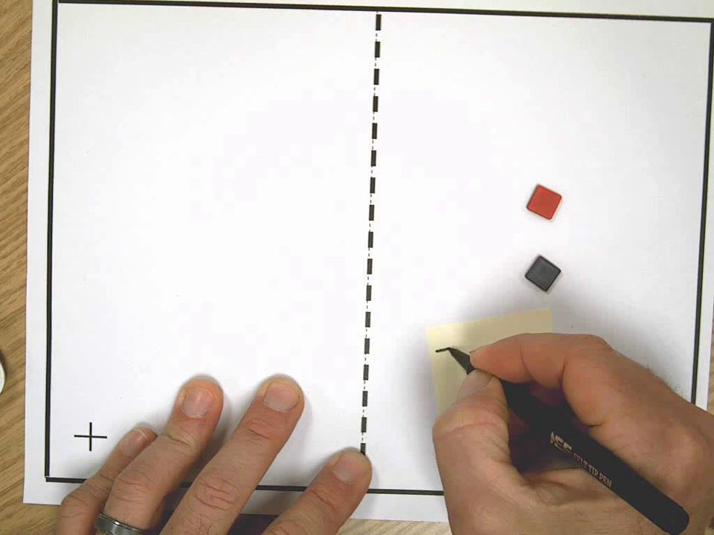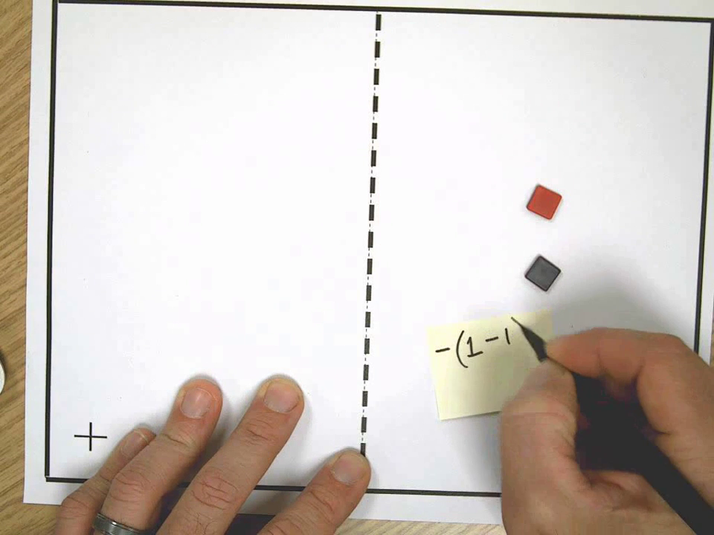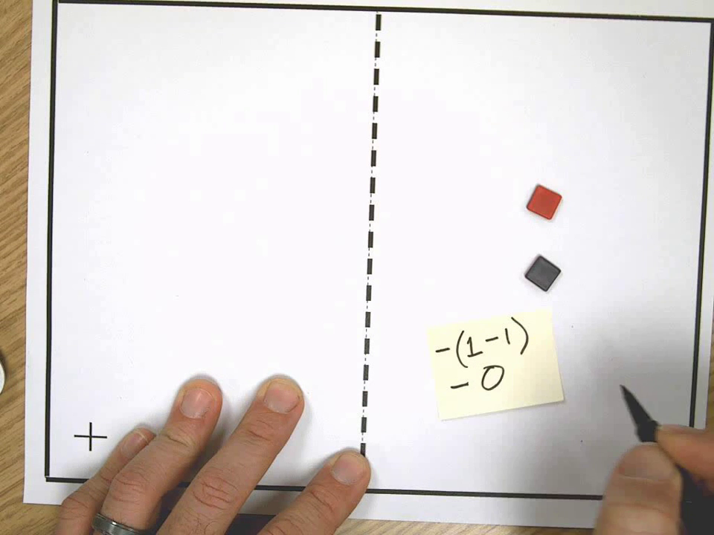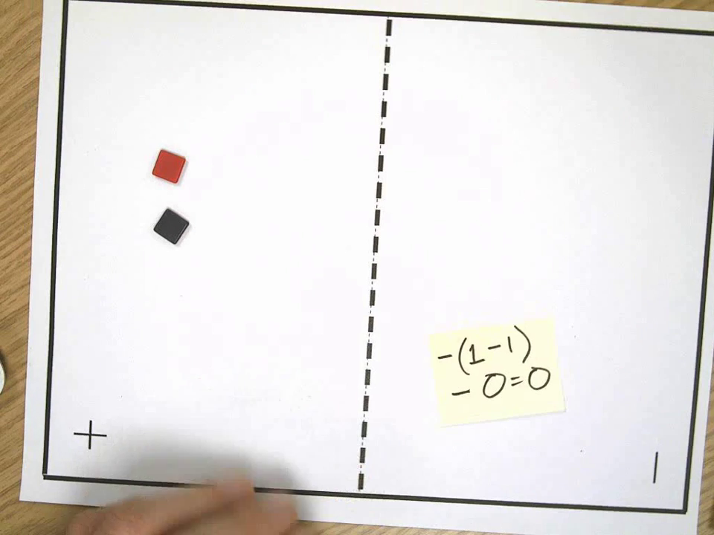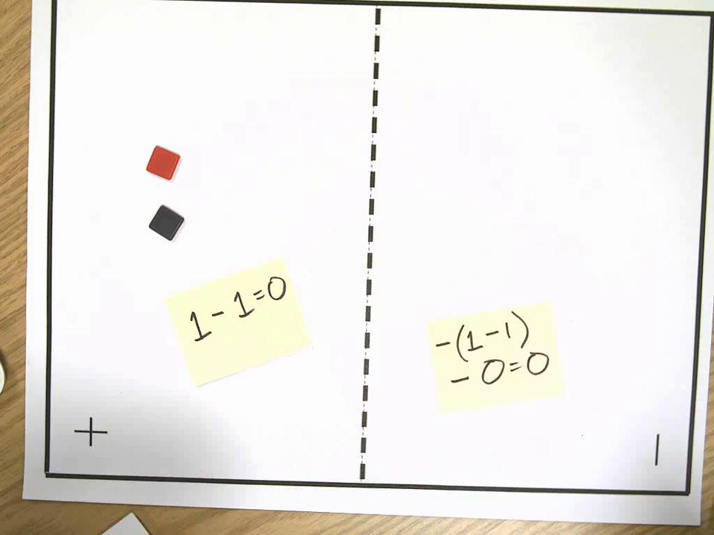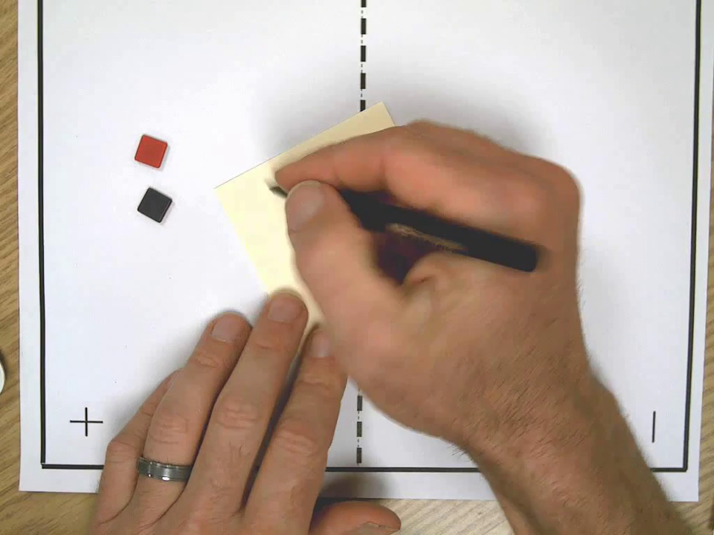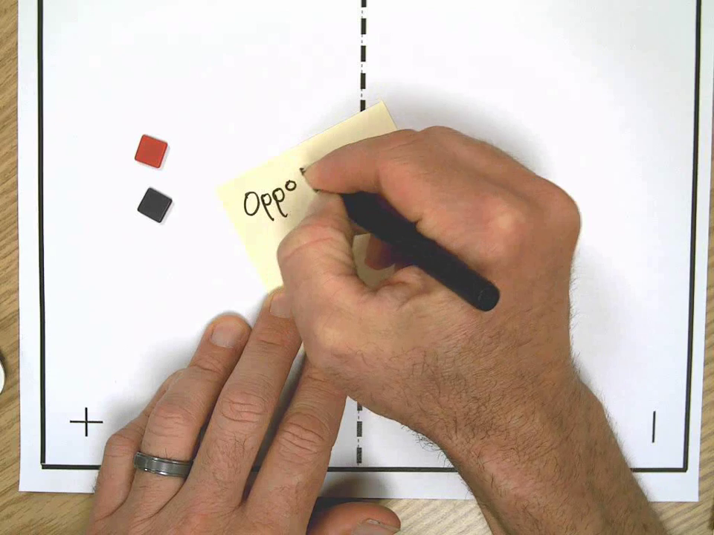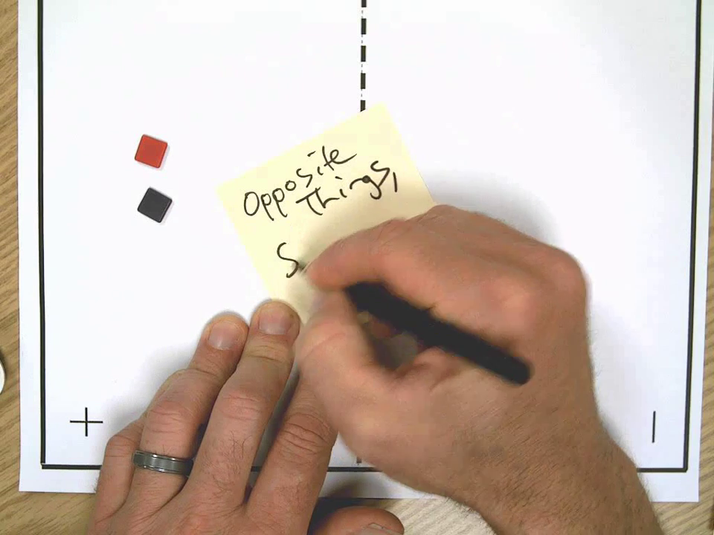Well, let's see what we have here. I have the opposite of 1 and -1, which means I have the opposite of 0, which equals 0. Let's compare that to when we had the same thing over here. What did I have here? I had 1 minus 1, which equals 0. Interesting. Okay. What that means is when I have opposite things on the same side, it equals 0.